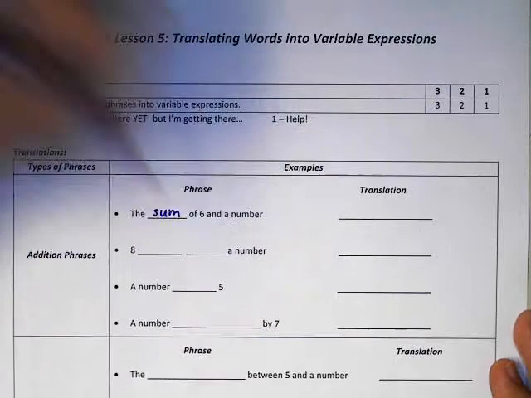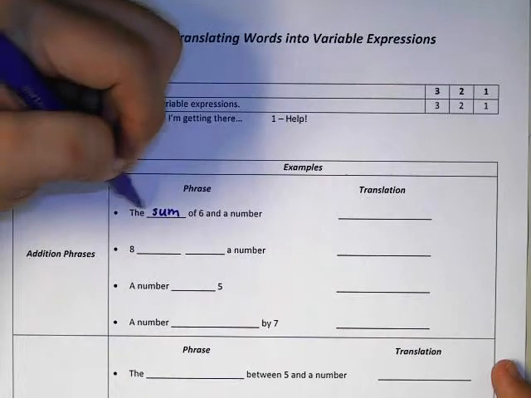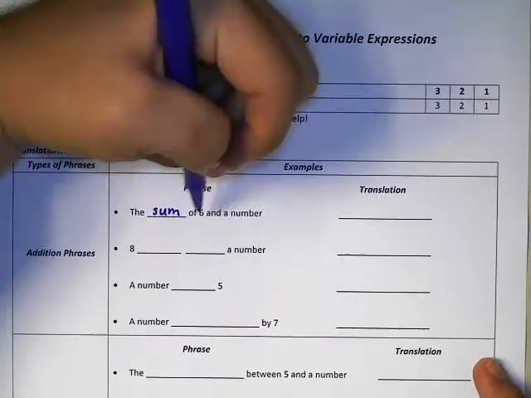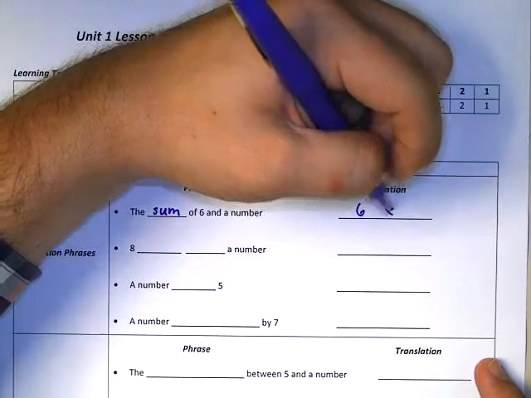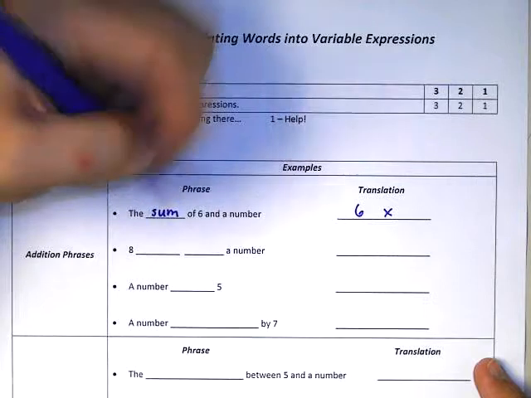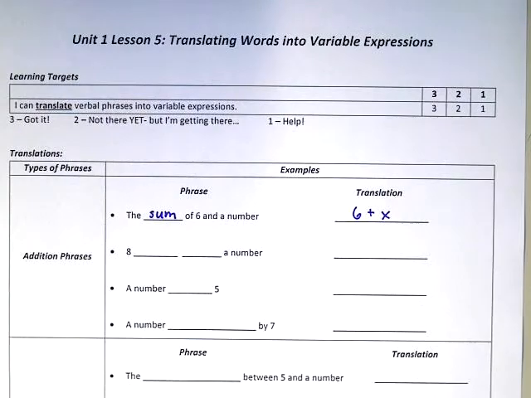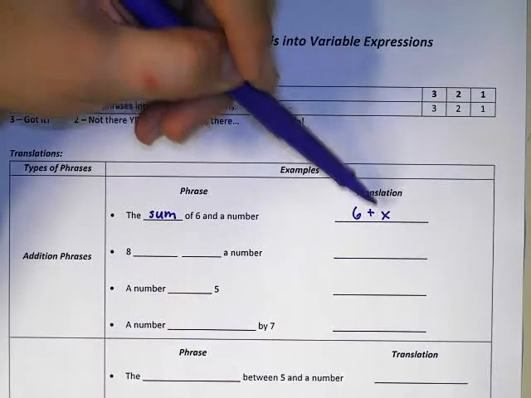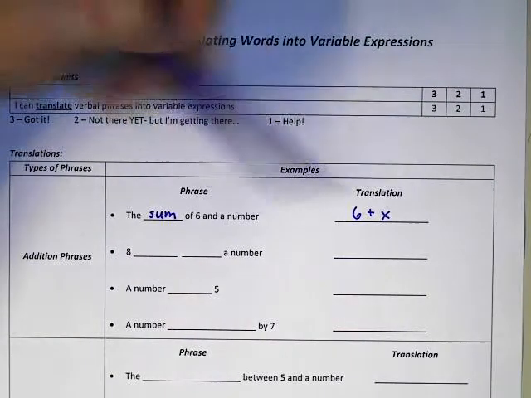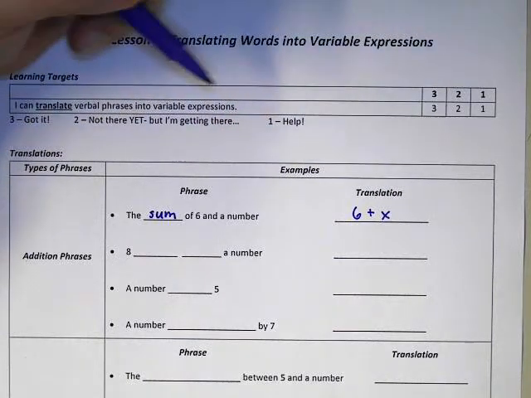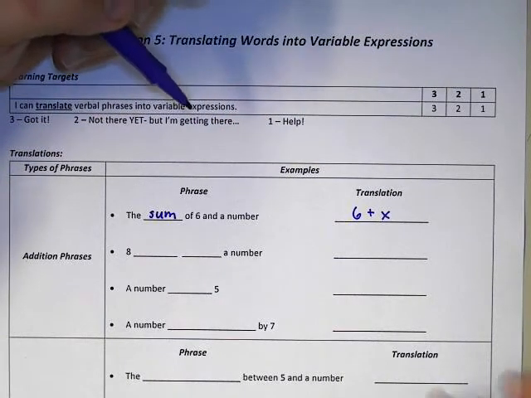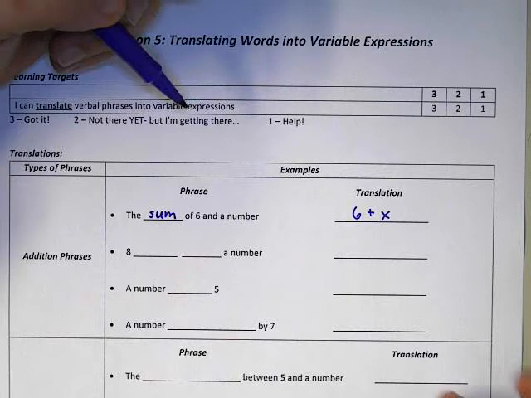So we could say the sum of 6 and a number. Well, if we're talking about the sum of 6 and a number, that just means 6, a number, and then sum means plus. So if you notice, guys, what did I do? I said that my number was going to be x. Why did I have to do that? Well, hopefully you guys just kind of remember from our vocabulary at the beginning of the year.